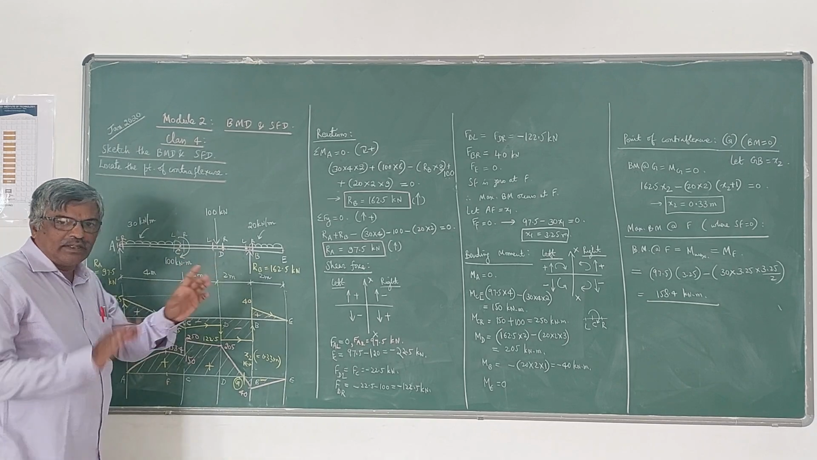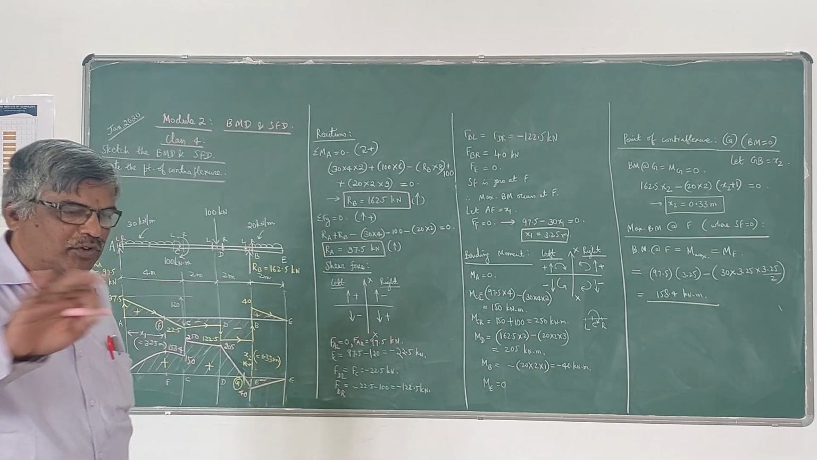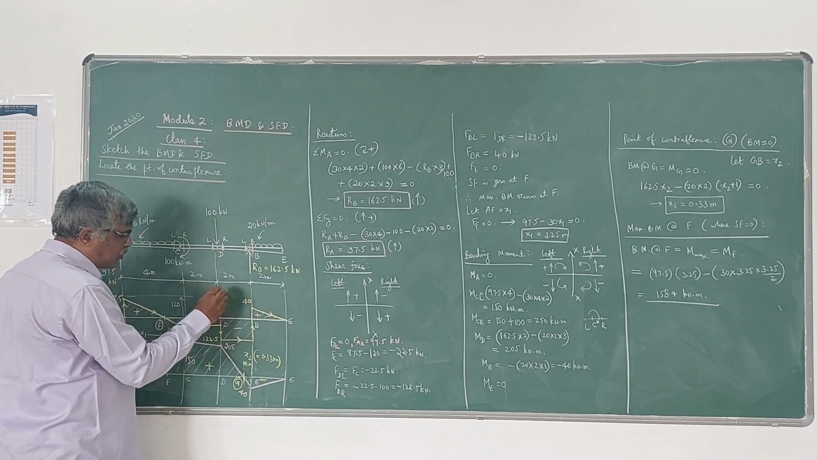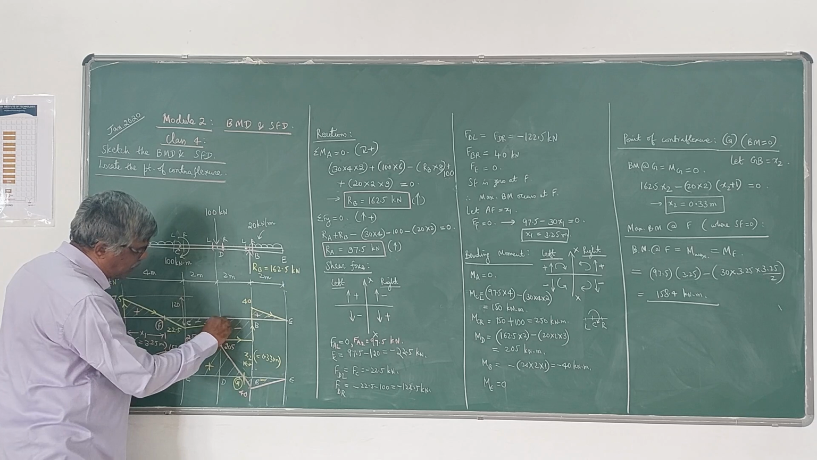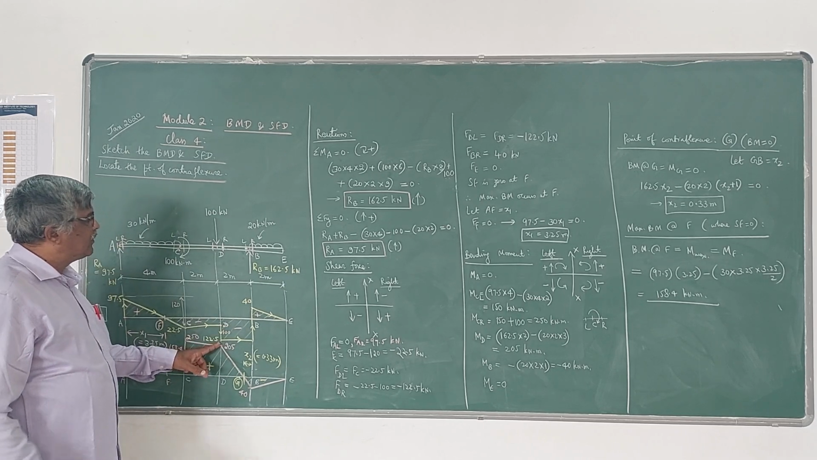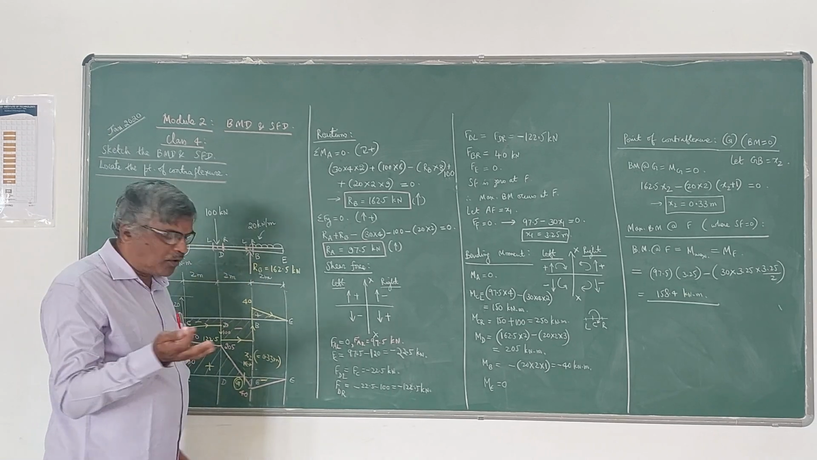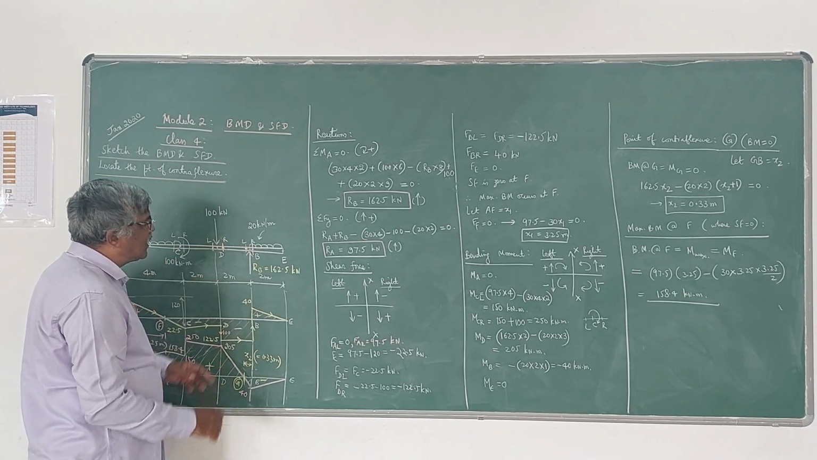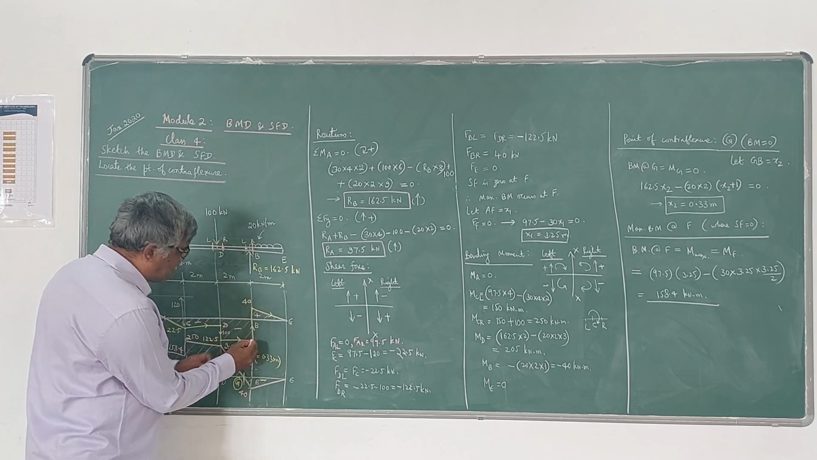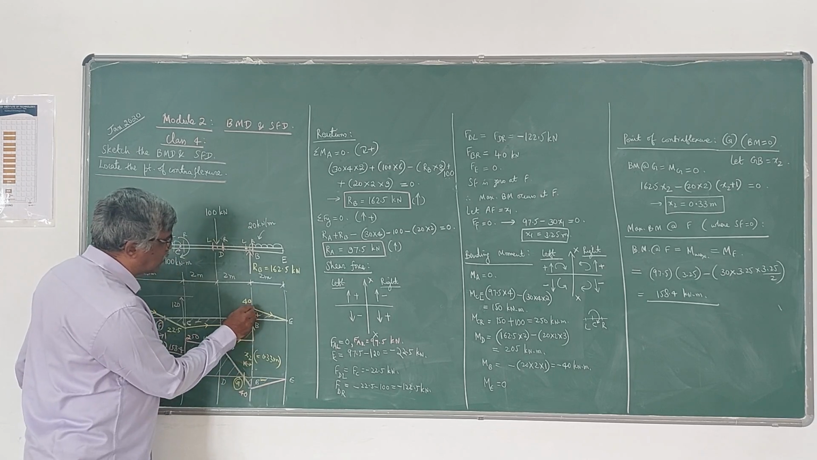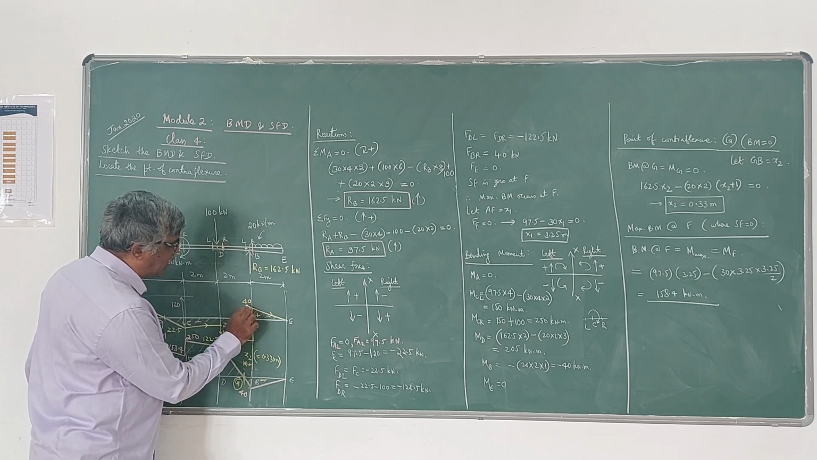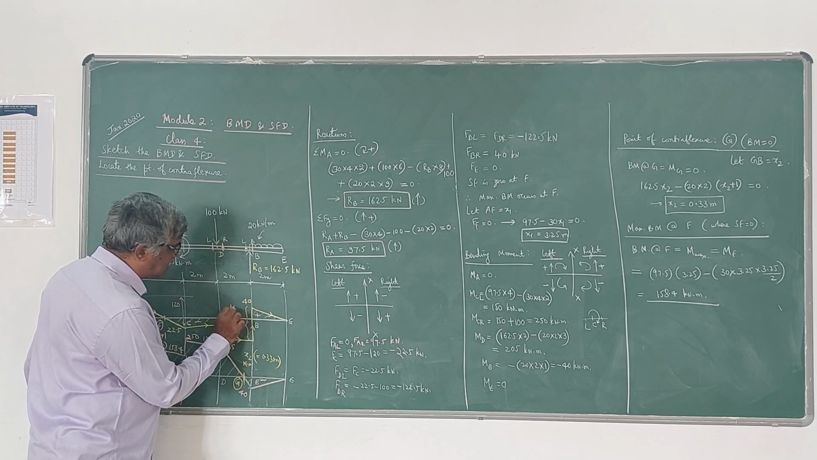Then from C to D there is no force given, therefore shear force remains constant from C to D. Then at D you have a 100 kN force acting downwards, so from this point you have to move downwards by 100. Then it becomes minus 122.5. From D to B you don't have any force, so shear force remains constant. Then at B you have a reaction of 162.5, so you have to move upwards. Already you are at minus 122.5, so only 40 you have to move upwards. That means this value is 162.5.